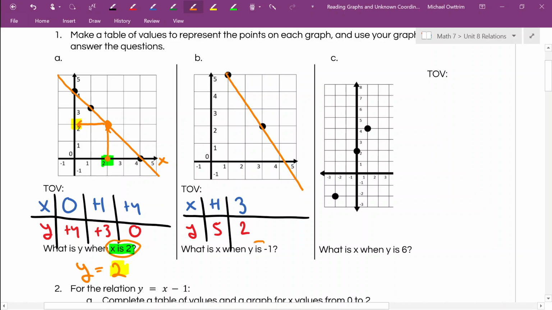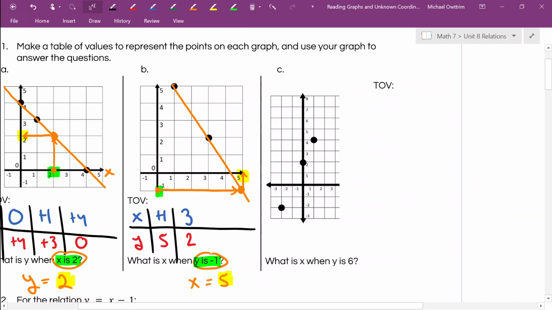To answer this question, we want to figure out what is x when y is minus 1. So we want to start at the point where y is minus 1, which is over here. We're going to trace directly horizontal until we meet our line, and then we'll trace up to see what the x value is at that location. And in this case, x will be 5 at that location.